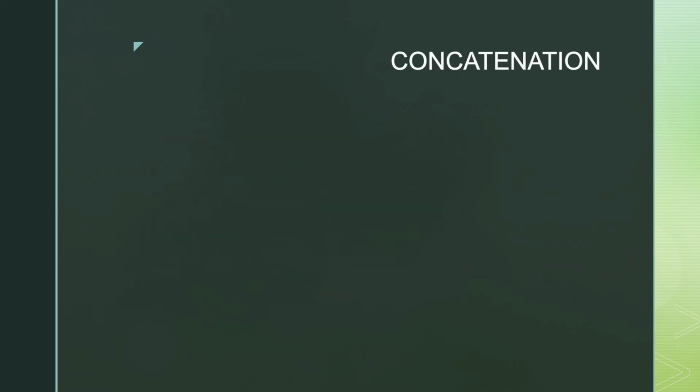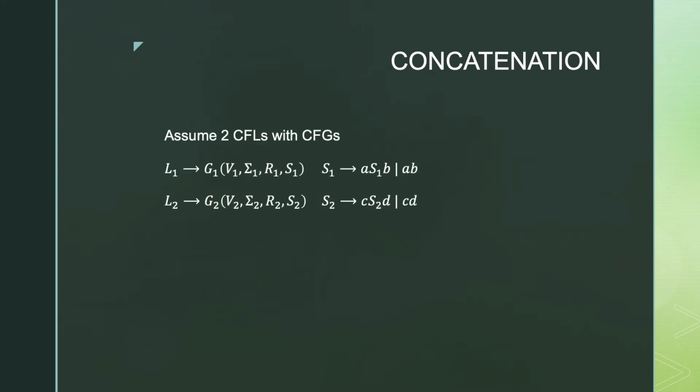Coming to concatenation, similar to union, we assume two CFLs with CFGs and denote them the same way, but now we define a new language L, which is L1.L2. The dot represents concatenation, which means both L1 and L2 are combined directly. So to note this, we have a new production rule, which is S produces S1 S2.